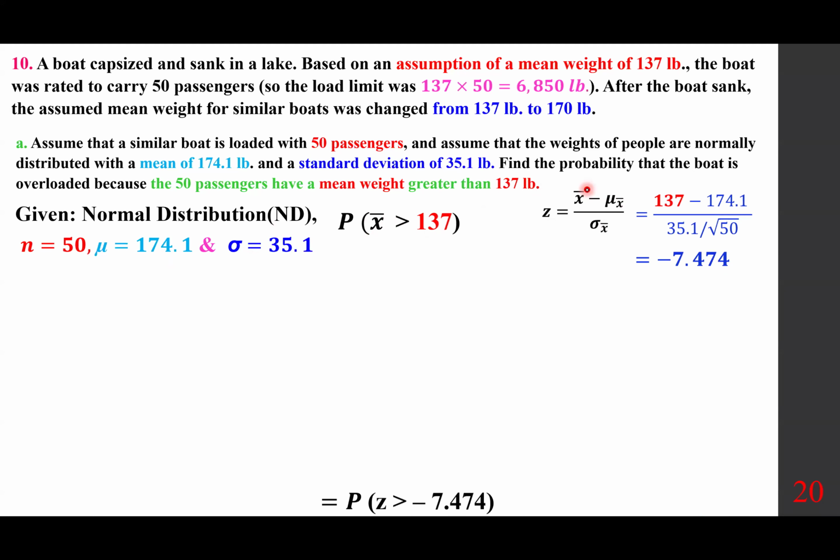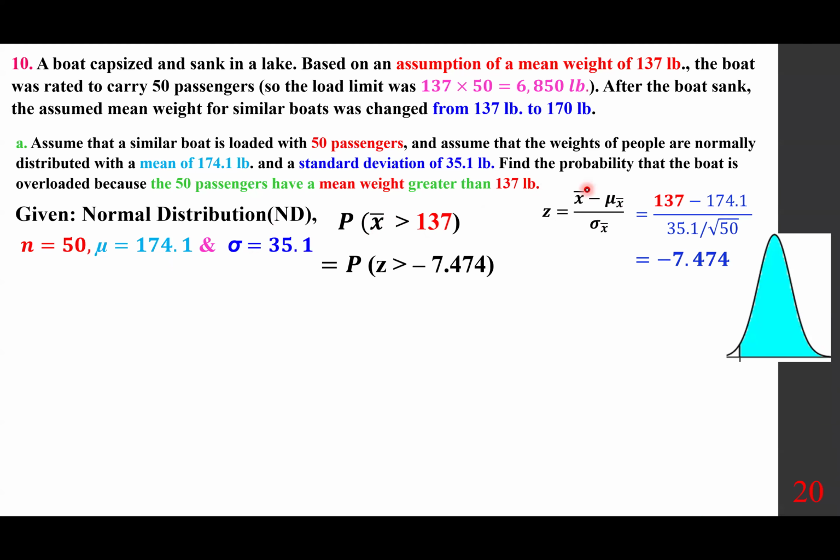And graphing really helps. We want the probability of Z larger than this number. If you recall, as we start from the mean and go 3 standard deviations to the left and right, it covers almost everything, 99.7%. Now, on the left side, this number is much smaller than negative 3. So it's a 1, or 100%. In other words, from this number to infinity, it covers everything. So it's 100% that the boat is overloaded.